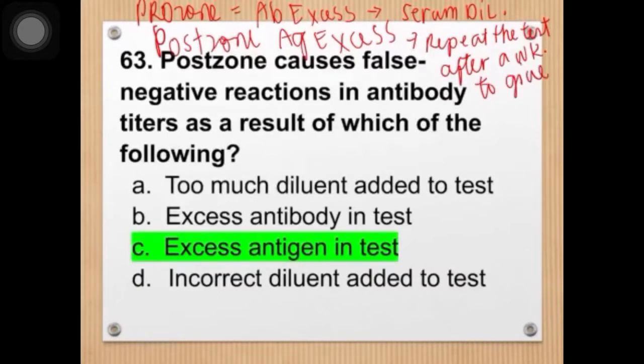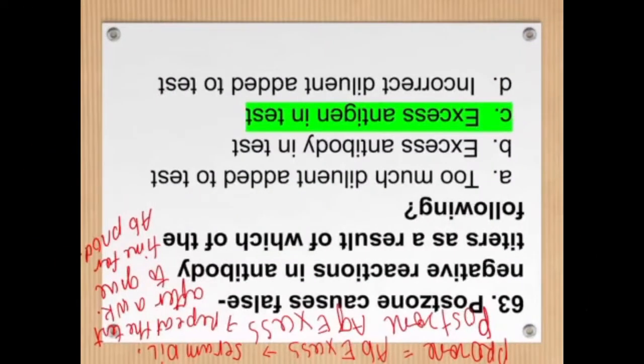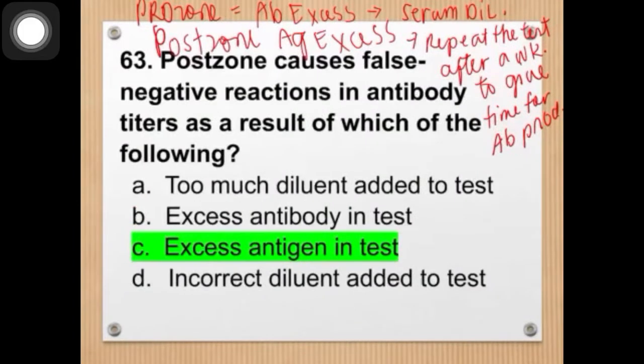for antibody production. Again, kapag na-mention pa ang prozone, antibody exists. Ano pong pinaka-remedy for prozone? Serum dilution. For post-zone, antigen exists. So, ano pong pinaka-remedy dito? We can repeat the test after a week to give time for antibody production. So, post-zone causes false negative reaction in antibody titer as a result of which of the following: antigen exists. Correct answer number 63, letter C.